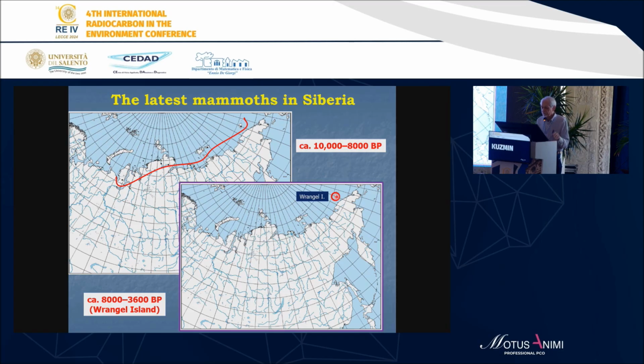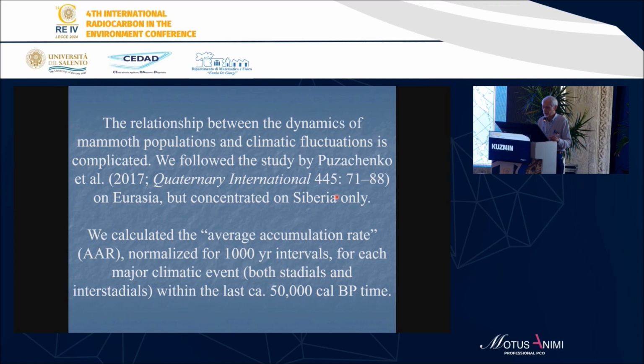Well, that's the dynamic of mammoth disappearance. Another aspect is the relationship between the dynamics of mammoth population fluctuations and climatic changes. So, it turned out, as some people were saying, it's not a linear, not a straightforward relationship. And we used a study by Puzachenko and others published some years ago, and we took only the Siberian part of their database, and we added our new dates which they didn't have.